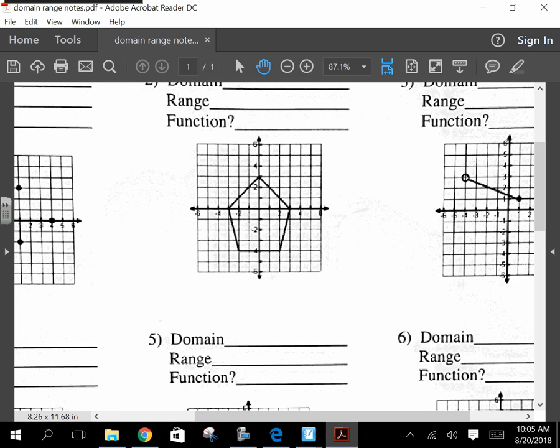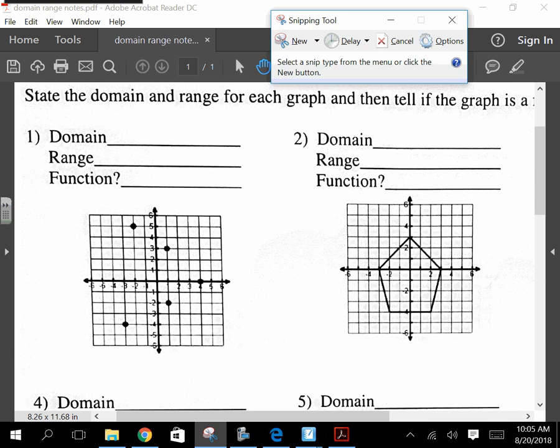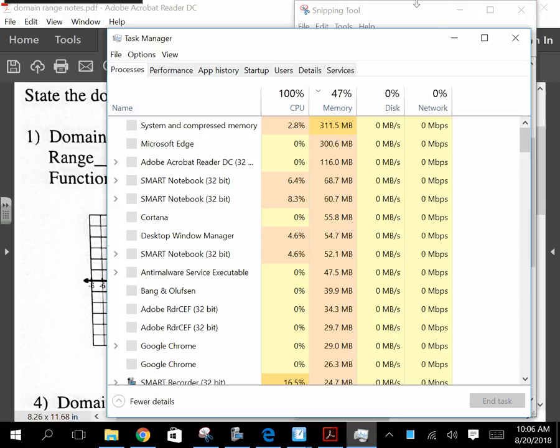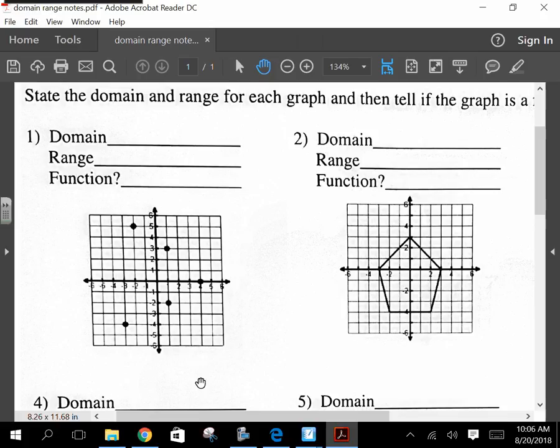Let me take a picture here. Uh-oh. Let's try that one more time.